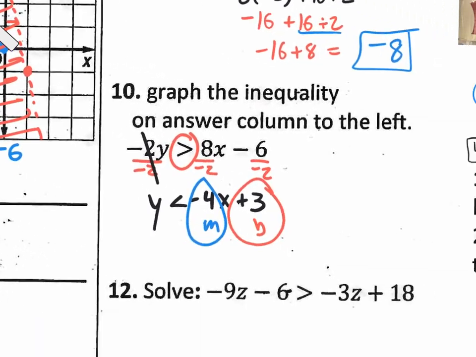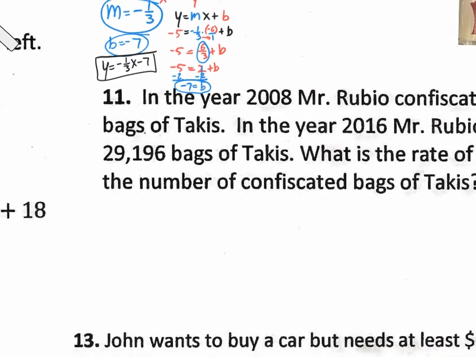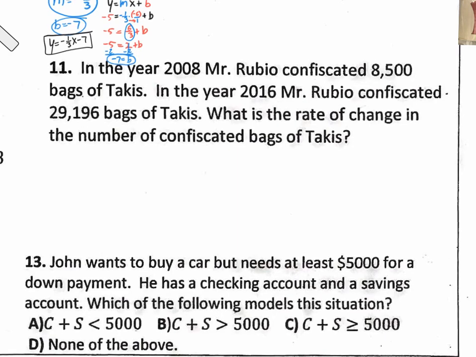Let's move on to number 11. In the year 2008, Mr. Rubio confiscated 8,500 bags of Takis. In the year 2016, Mr. Rubio confiscated 29,196 bags of Takis. What is the rate of change?